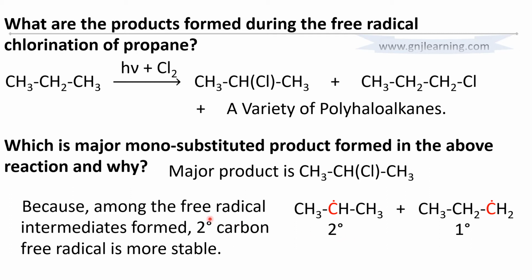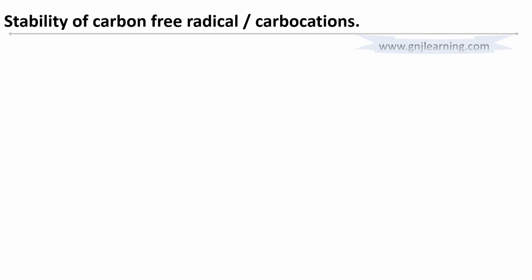The answer to this question is that it is the secondary monosubstituted compound that is more stable, because the intermediate free radical is more stable here. Why is it like that? Whether it is a free radical or even a carbocation, we can have the same explanation. We will see that.